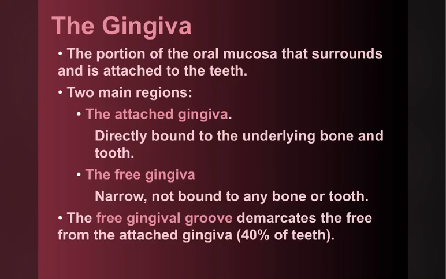By definition, the gingiva is the portion of the oral mucosa that surrounds and is attached to the teeth. It has two main regions: the attached gingiva, which is directly bound to the underlying bone and tooth, and the free gingiva, which is narrow and not bound to any bone or tooth. The free gingival groove demarcates the free from the attached gingiva in 40% of cases.